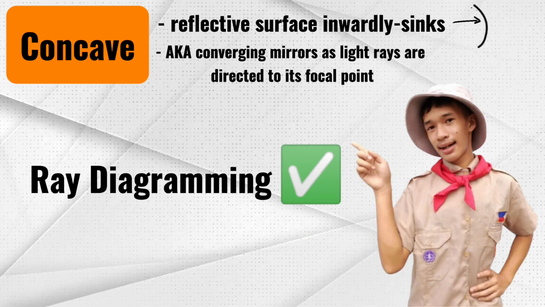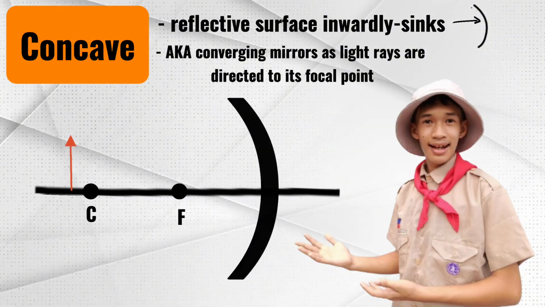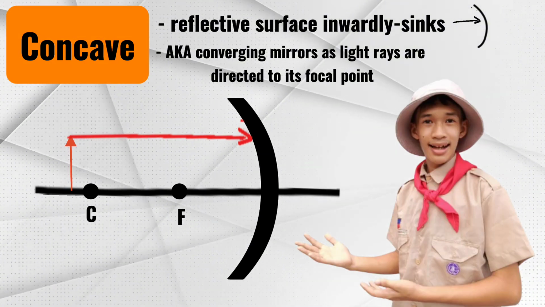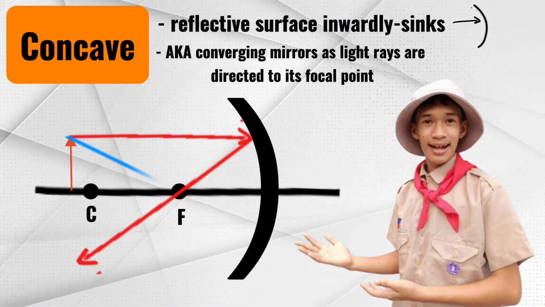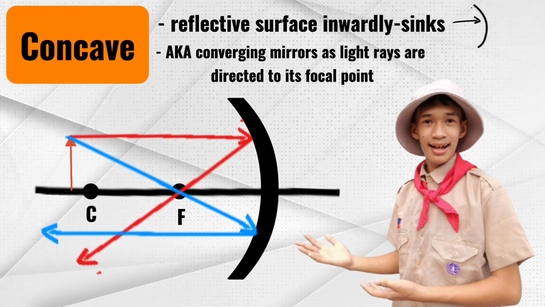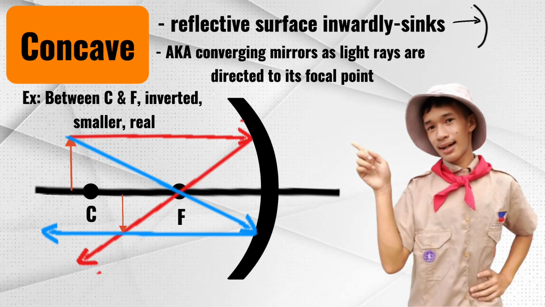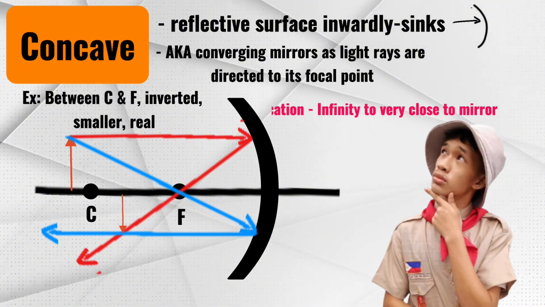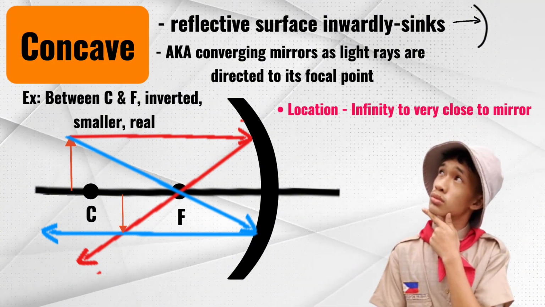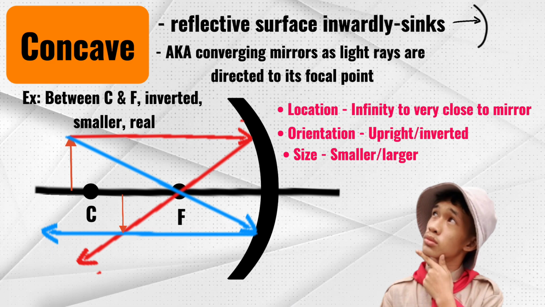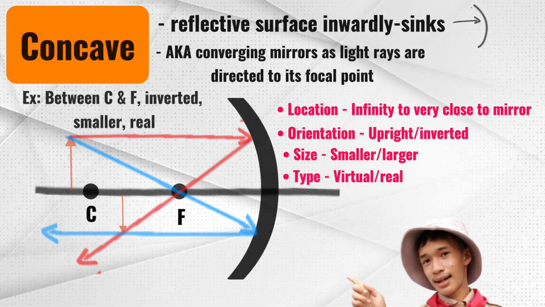Ray diagramming can still be applied to concave mirrors as well. First, the principal ray is displayed, which is parallel to the principal axis and reflected towards the focus. Next, the focal ray is drawn, which pierces through the focus and reflects off as a parallel to the principal axis. In this example specifically, the image is between C and F, inverted, smaller, and real. The image formed by concave mirrors may be from infinity to very close to the mirror, upright or inverted, smaller or larger, and real or virtual, depending on the object's position.